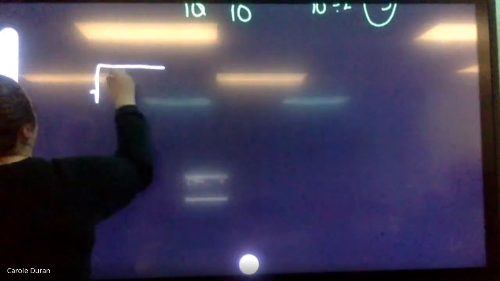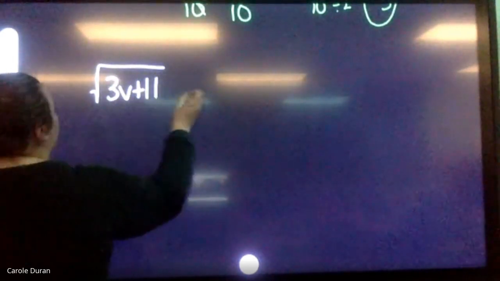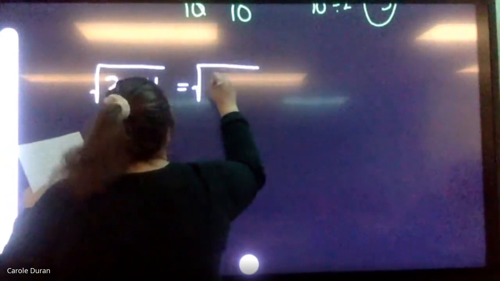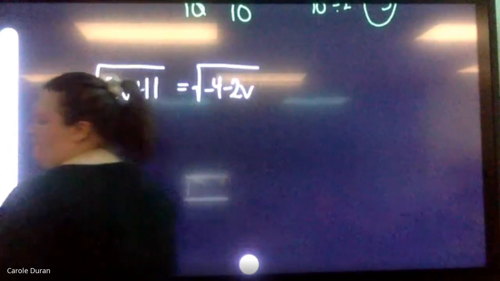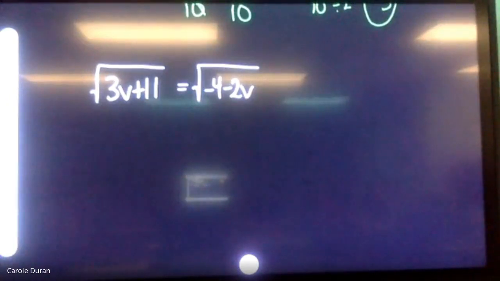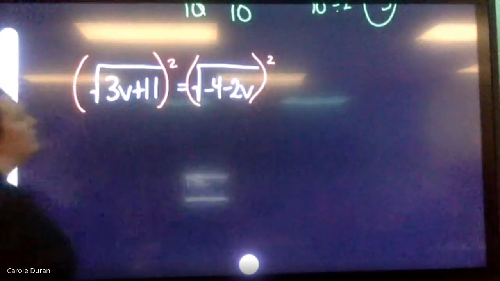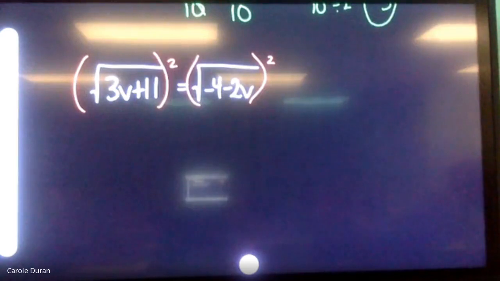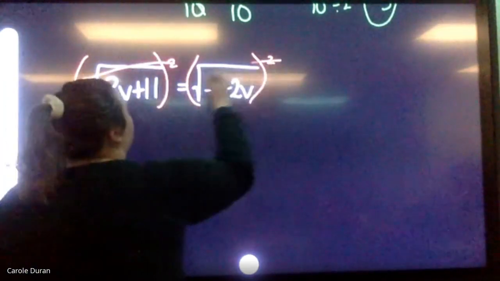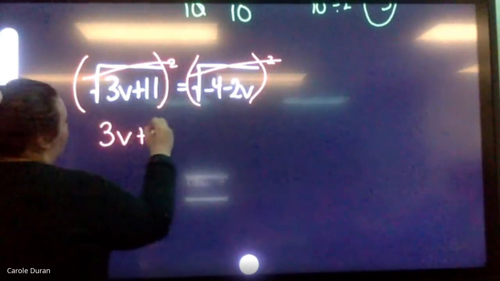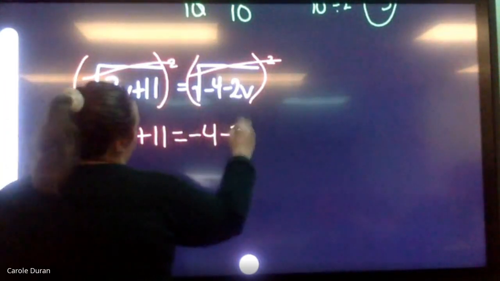So we have the square root of 3v plus 11 equals the square root of negative 4 minus 2v. Emily, what am I going to do? Square both of them, so both sides of my equal sign. Why did you decide that we're going to square it? It's already getting square root, and I need to cancel out the roots. Good. A square and a square root cancel, leaving just what's underneath, which is 3v plus 11 equals negative 4 minus 2v.